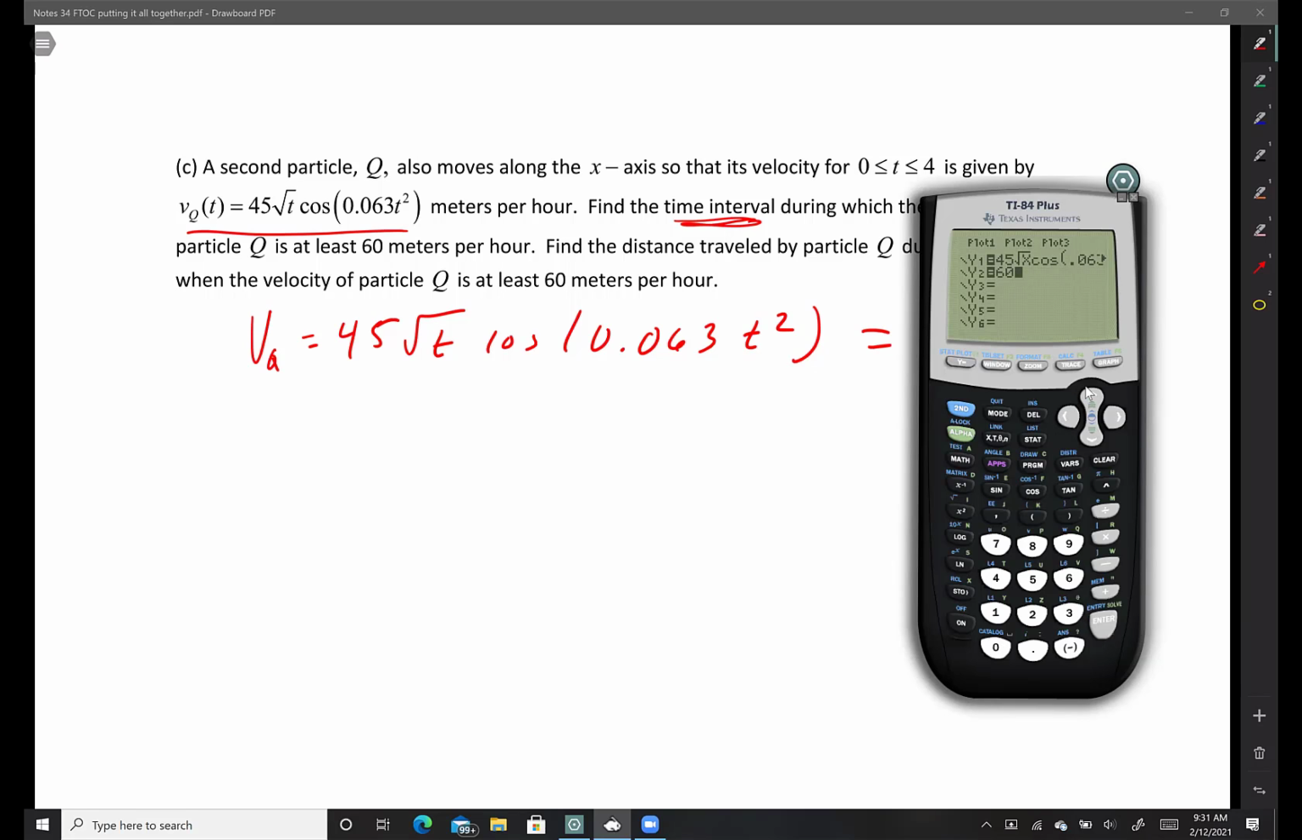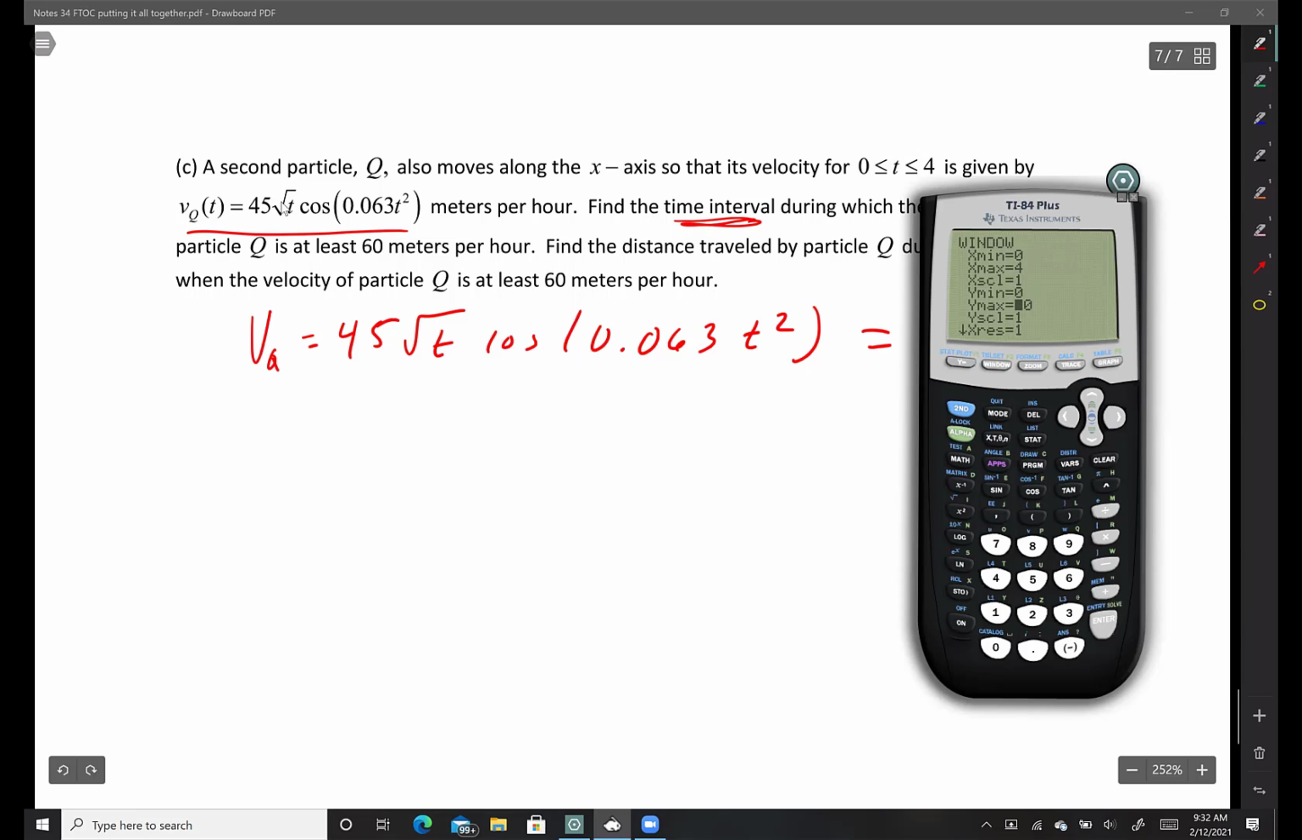Don't push graph yet. Go to window. I'm only looking between 0 and 4. Why? Because they tell me up here. It says between 0 and 4. So x min 0, x max 4. X scale, that's fine. Go by 1. No big deal. Y min? Well, I know that I'm not looking for any negative values because it wants me to be at 60 meters. So I'm going to put y min at 0 because I want to keep the scale. I want to see. And y max, I'm going to go all the way to 100. I do not know how high this goes.